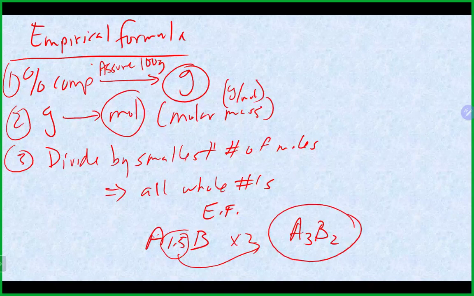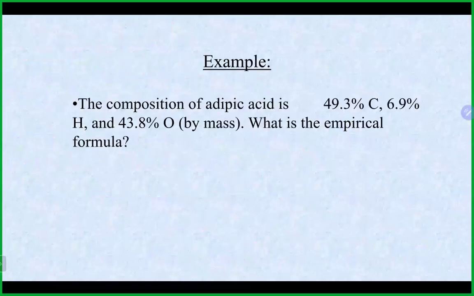So typically common endings of numbers like 0.33, 0.50, those type of endings, again, are too far to round. You do need to basically come up with a factor to multiply the empirical formula by to get to whole numbers. Any questions on that there? All right, so I think we left off on this example, so let's do a few more here.